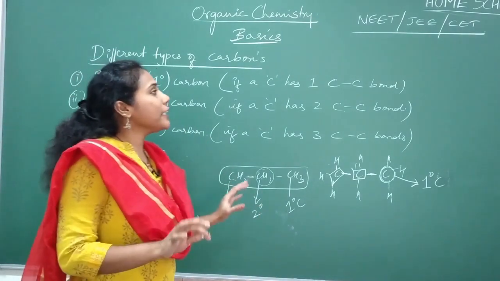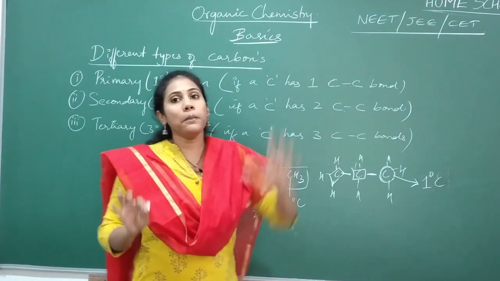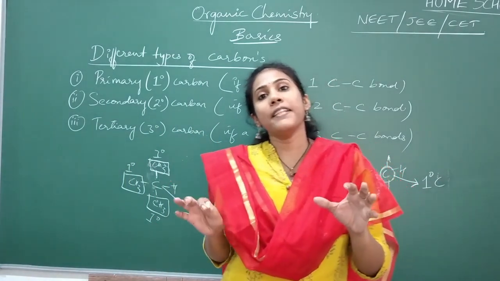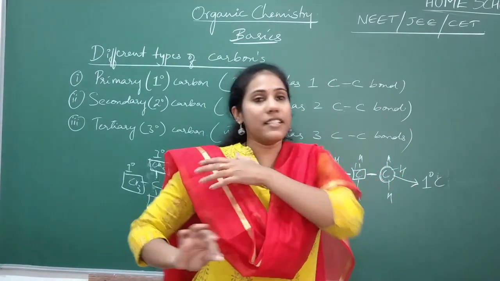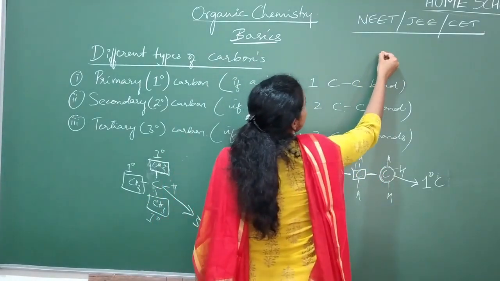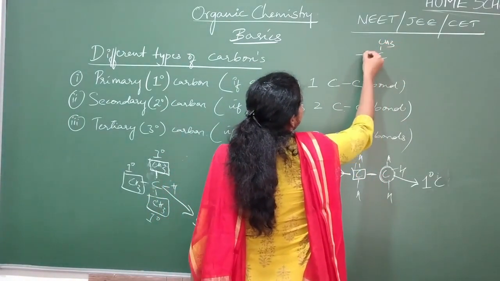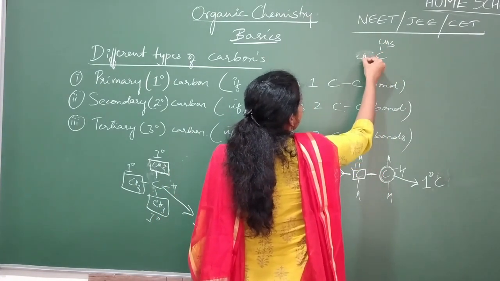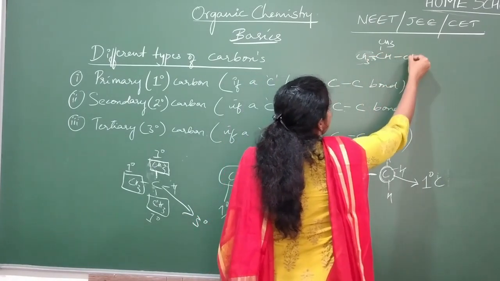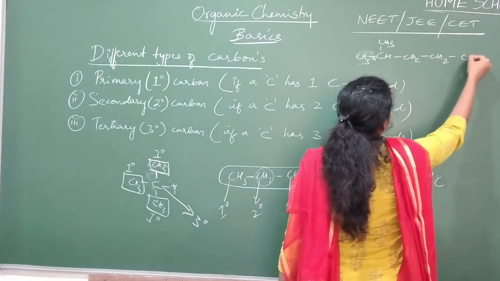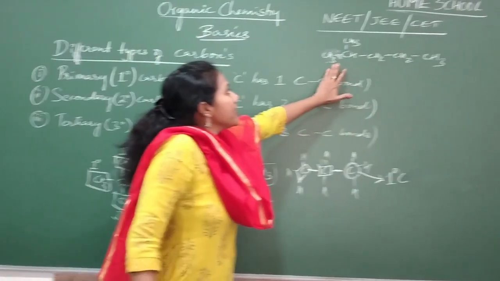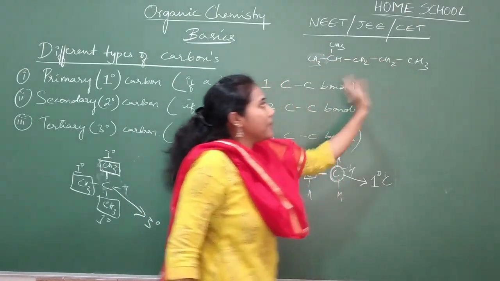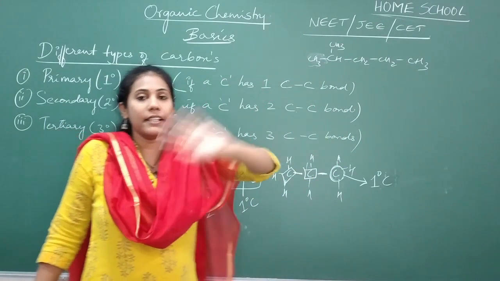Now I'll give you another big organic molecule, and in the molecule try to find out which carbon is primary, which is secondary and which is tertiary. So the molecule is CH3, CH2, CH2, CH3. So this is the molecule we have. I want what type of carbons are there, primary, secondary or tertiary.